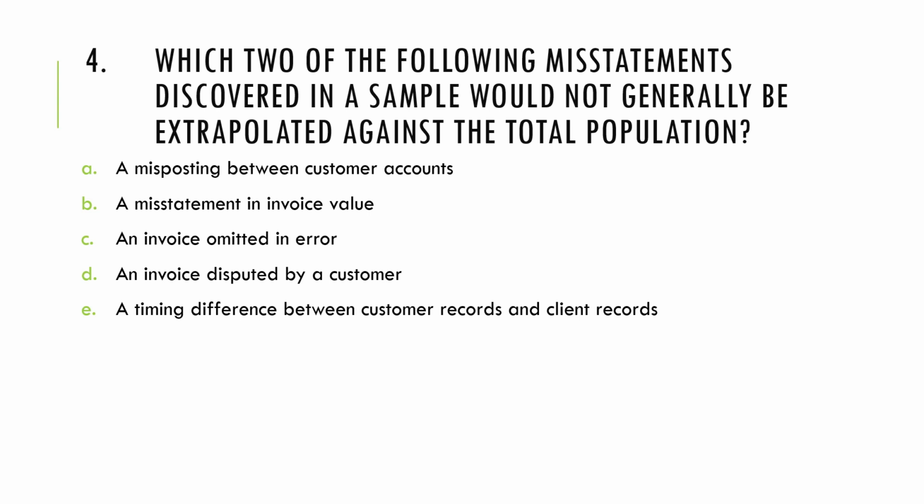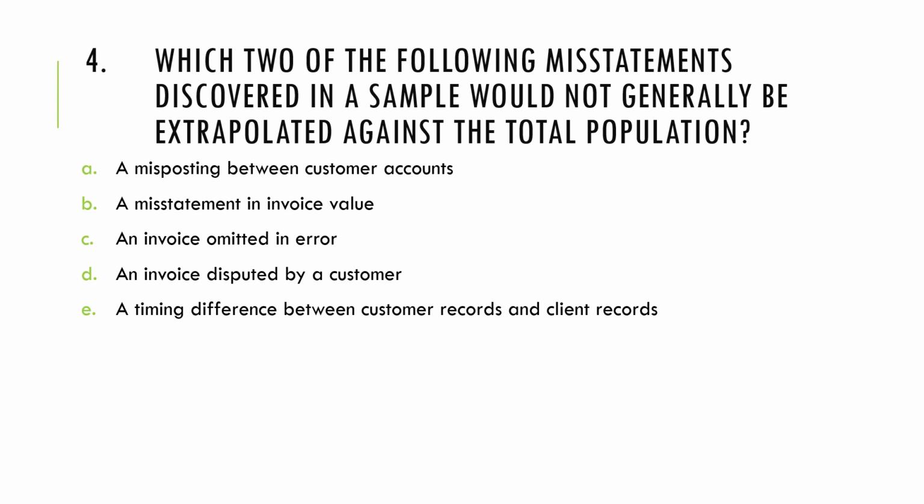Letter D, an invoice disputed by a customer, perhaps as a result of sending out monthly statements and the customer noticed a discrepancy and disputes the invoice. And letter E, a timing difference between customer records and client records, such as, for example, when the customer sent the payment by mail at a particular date and was received only by the client, say 2 or 3 weeks after. So it's a matter of a timing difference.